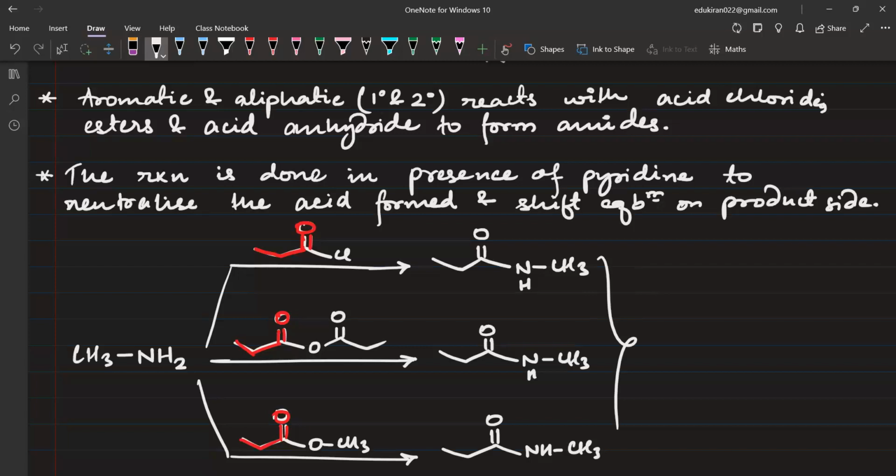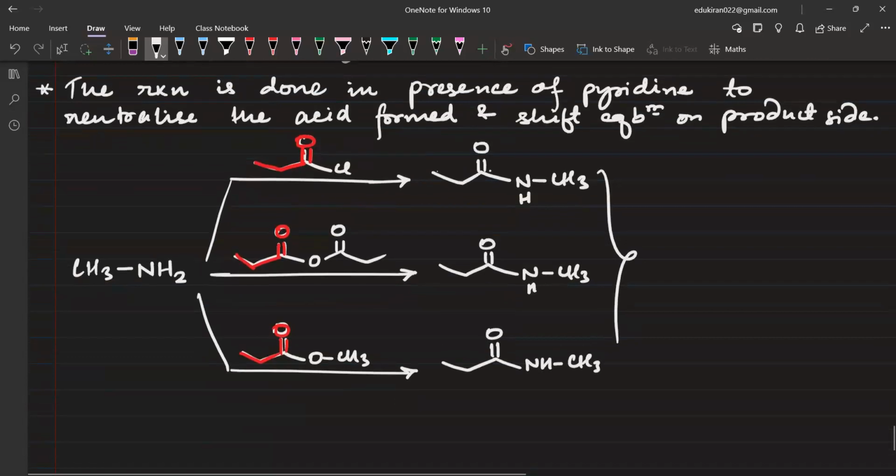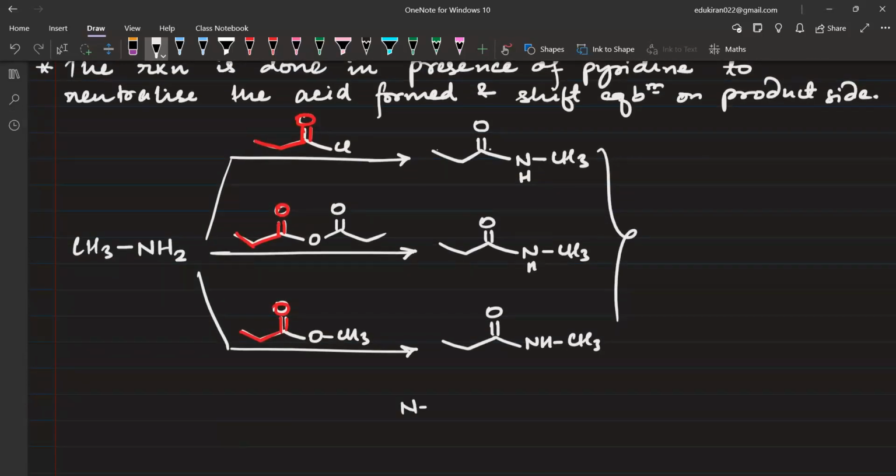How are we going to name this? See, सबसे पहले तो यहाँ पे it is an amide and of how many carbons? 1, 2, 3 carbon atoms, and there is a methyl group attached on nitrogen. So nitrogen पे methyl group attached है, that means it will be N-methyl propane amide. ठीक है, we can do this using the functional group.